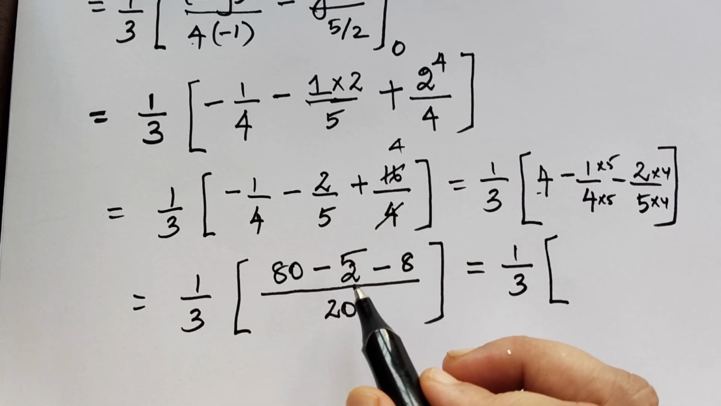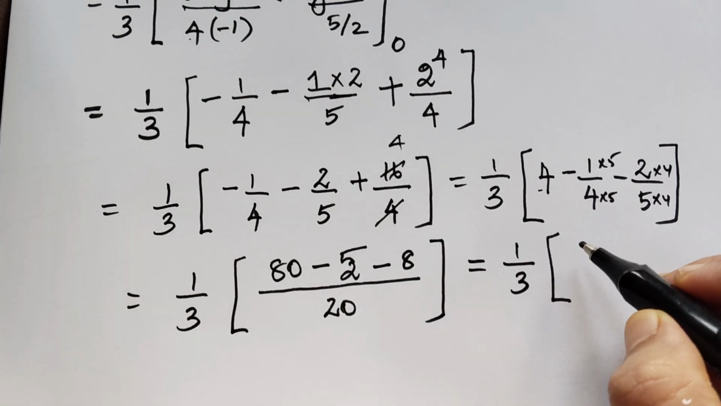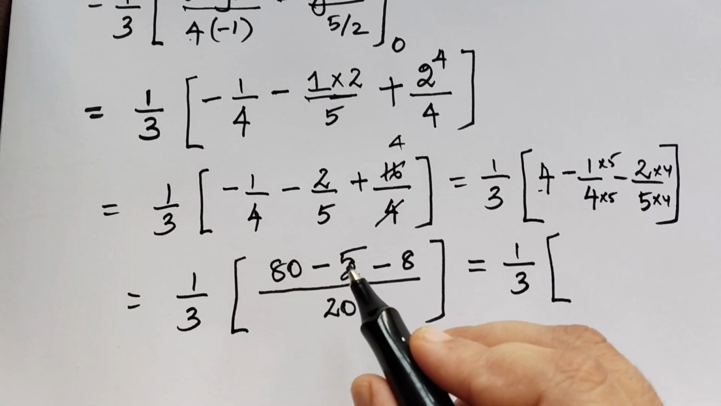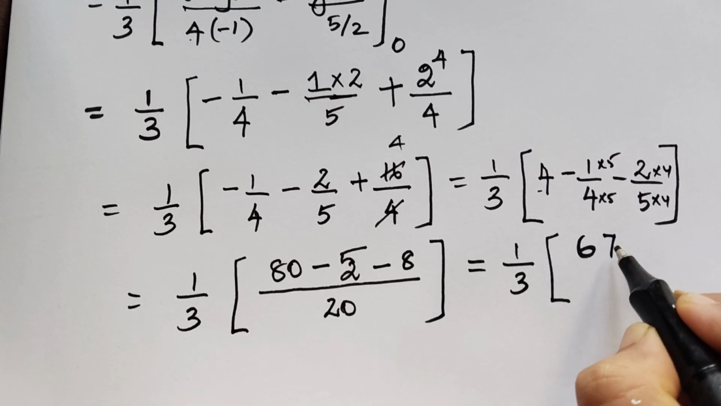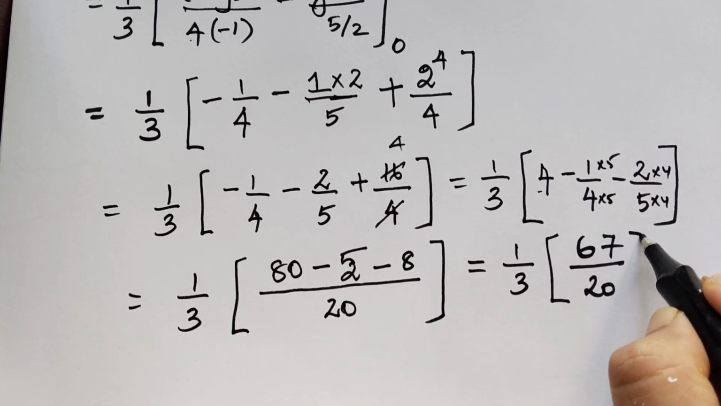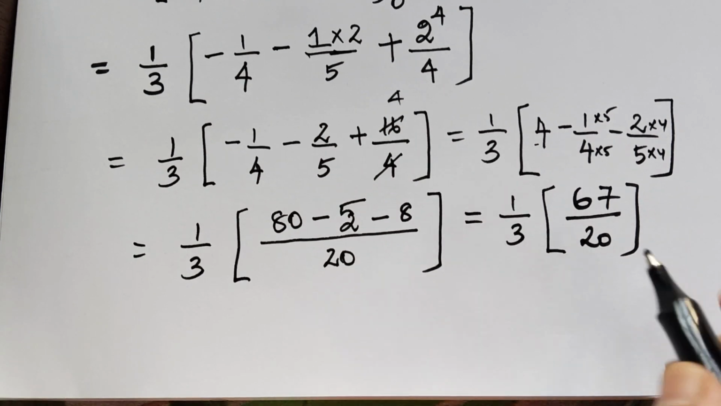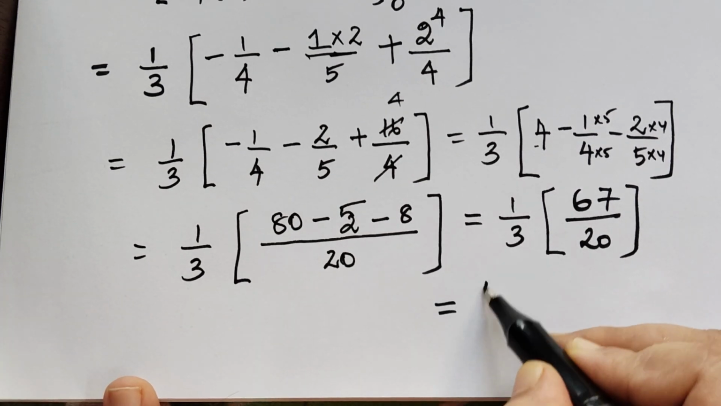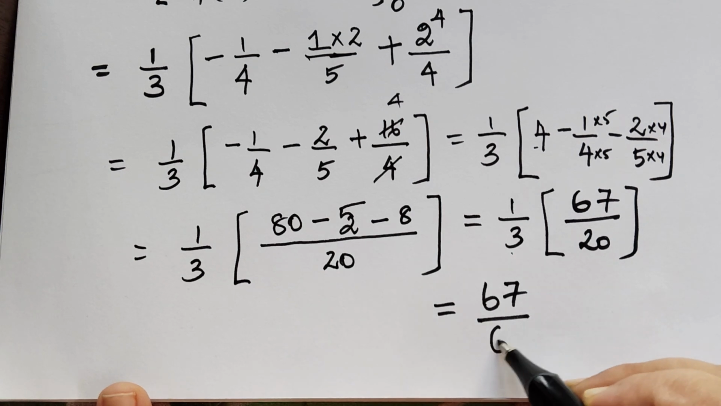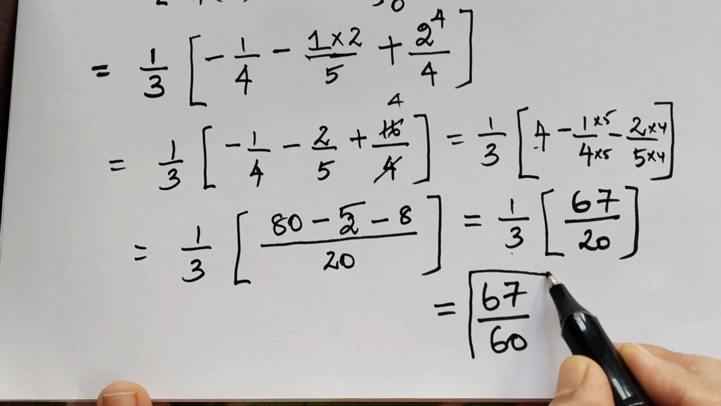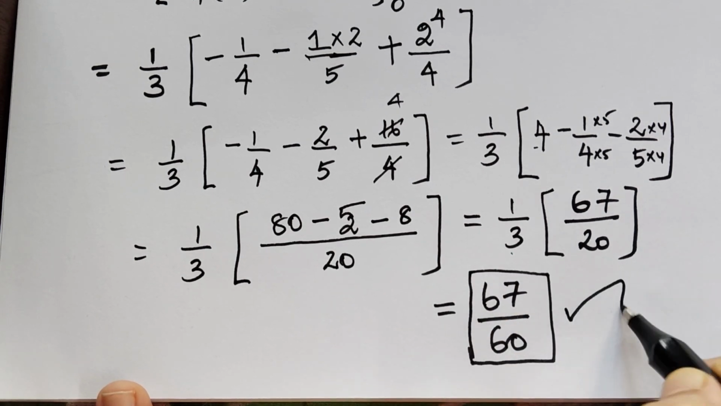That is equal to 1 by 3 multiplied with, what is 80 minus 5 minus 8? It's not 63, it will be 80 minus 13. So that will give us 67, so 67 divided by 20. On multiplication, we cannot cancel anything. So that will be equal to 67 divided by 3 multiplied with 20, which is 60. So therefore the answer will be 67 divided by 60.